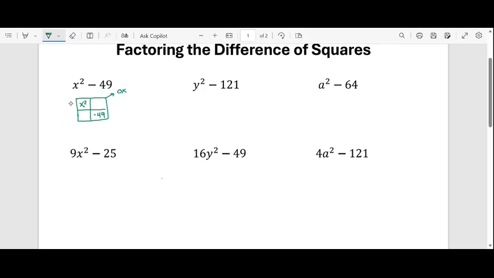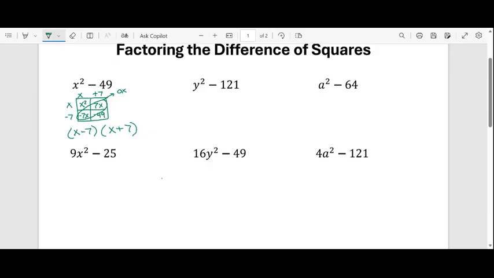Of course, to get x squared, I multiplied x and x. And to get negative 49, I know it's the perfect square of 7. So I can get it by multiplying positive 7 and negative 7. So up here, I would get 7x. Down here, I would get negative 7x. And they would cancel each other out, adding up to 0x in the middle. So my factor of x squared minus 49, which is a difference of squares, is x minus 7 times x plus 7. Let's try another one.